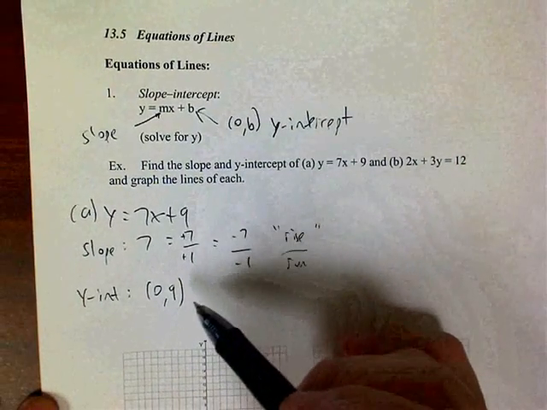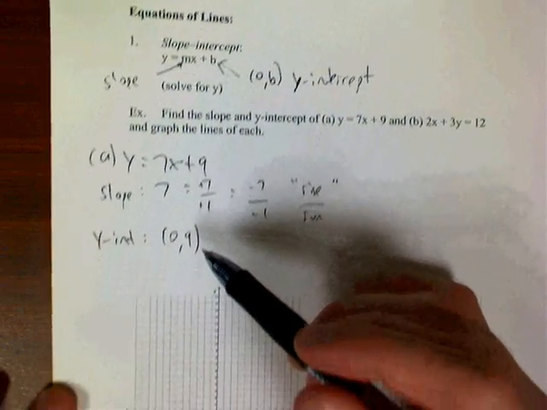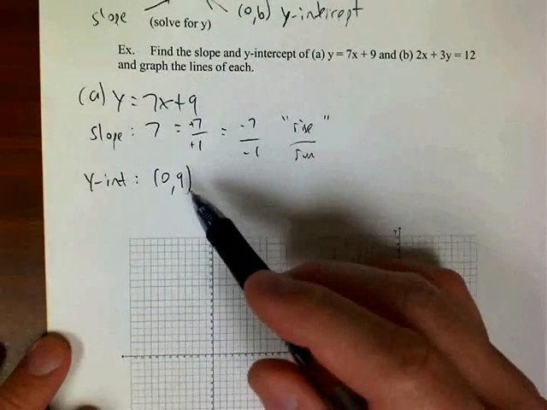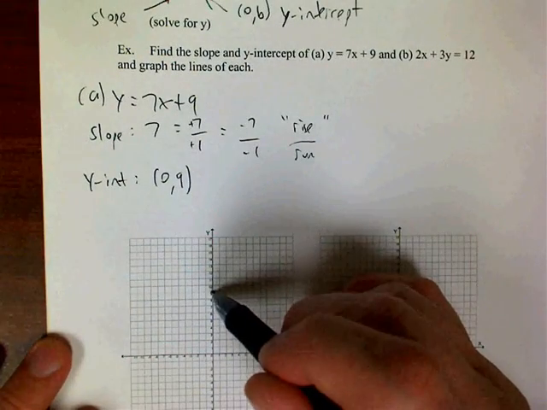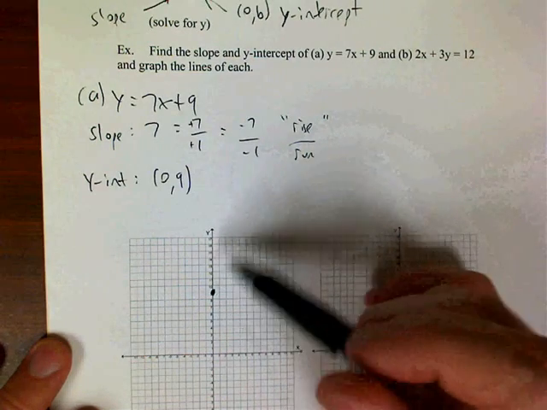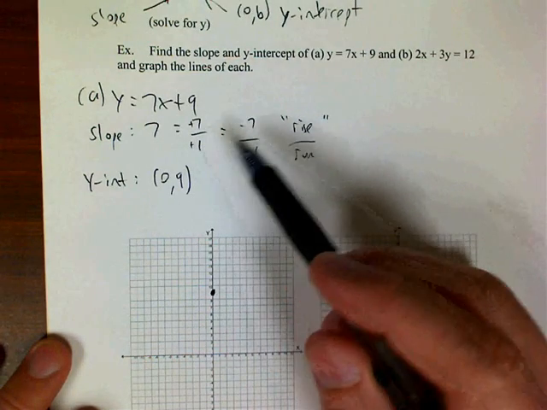So let's start with the only point we know for sure on the line, which is (0, 9). So that's on the y-axis. X value is 0, y value is 9. That puts it right here. From this point, we're going to use the slope to find a second and then a third point.